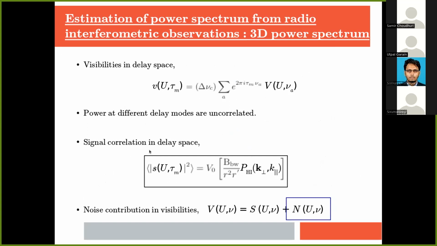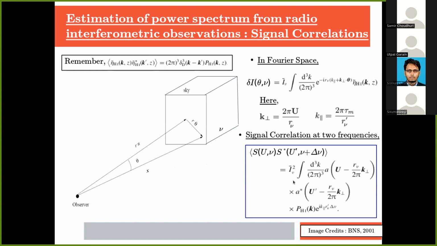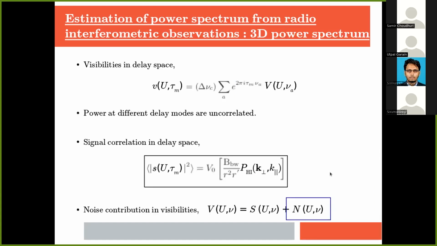So the signal correlation in the delay space will then become some constant factor times the power spectrum in the Fourier space, where this V naught is essentially this integration over the two primary beam patterns that we have shown, and it comes out to be a constant quantity for us. So this is how the three-dimensional power spectrum is related to the signal part of the visibility.